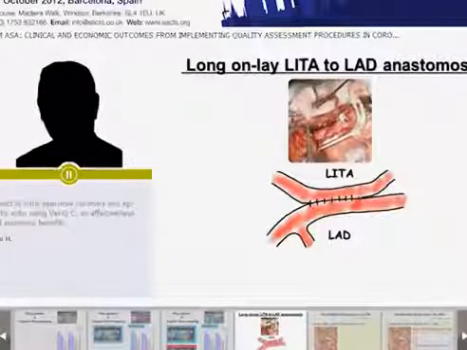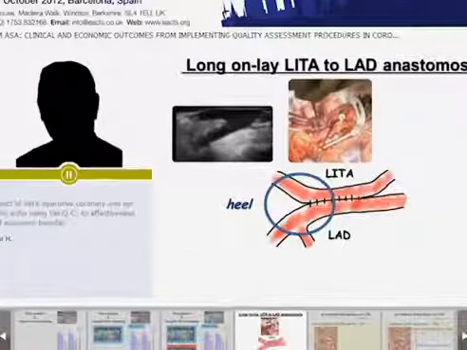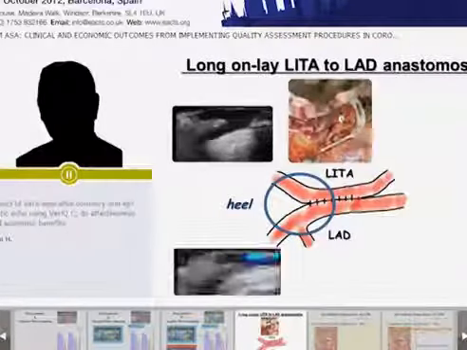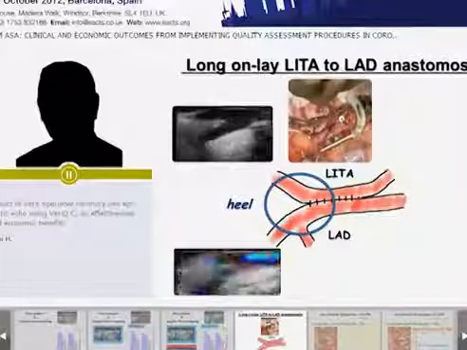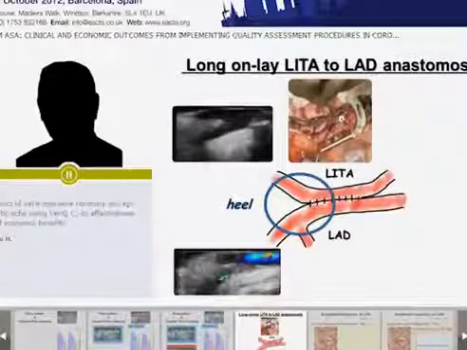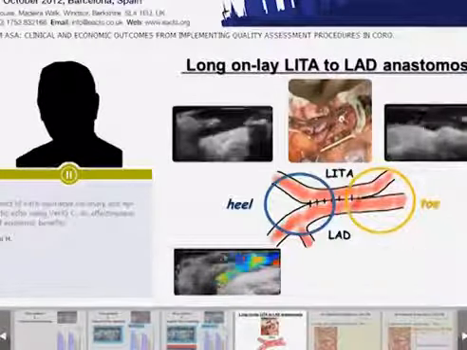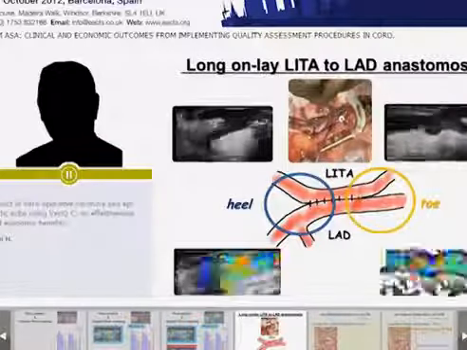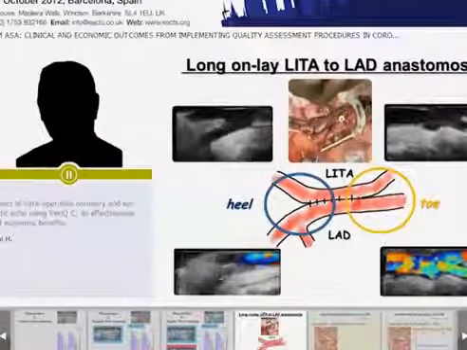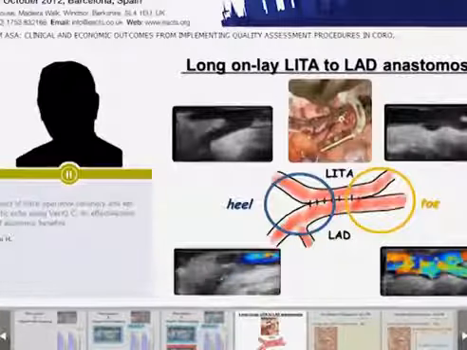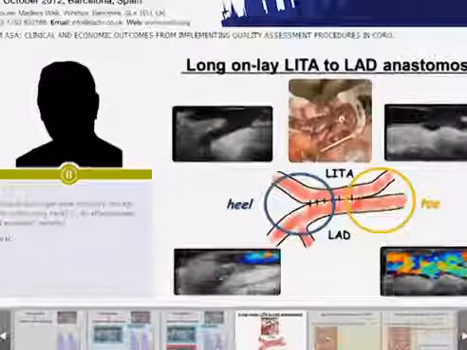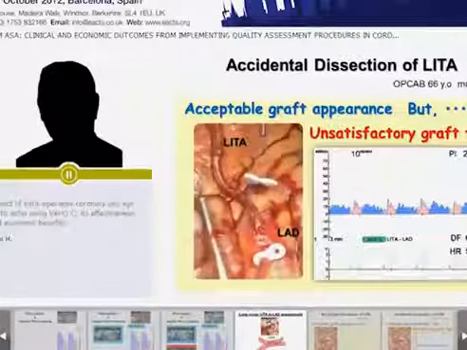And when I put the LITA to LAD anastomosis, I check the anastomosis. 2D echo looks nice, and the Doppler color shows nice flow. And then I check the other part. It looks good, and the color Doppler also shows good patency. And I can finish the anastomosis.